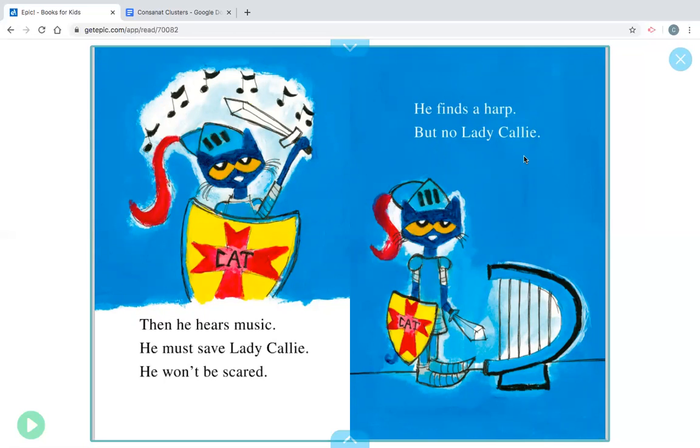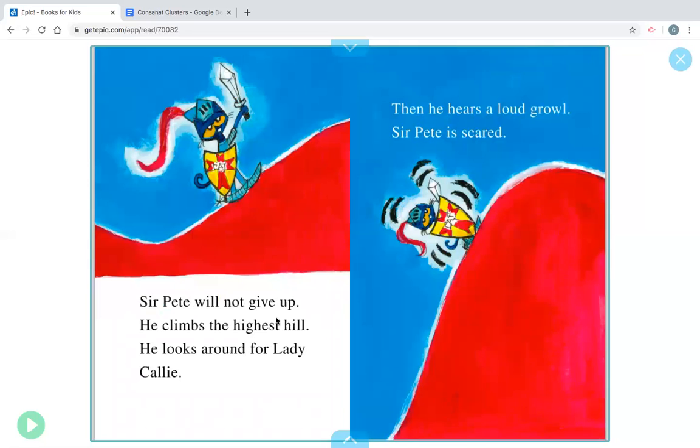I don't see a consonant cluster there. Sir Pete will not give up. He climbs the highest hill. He looks around for Lady Callie.